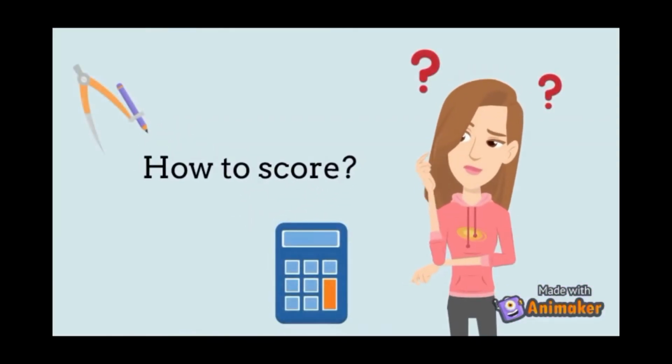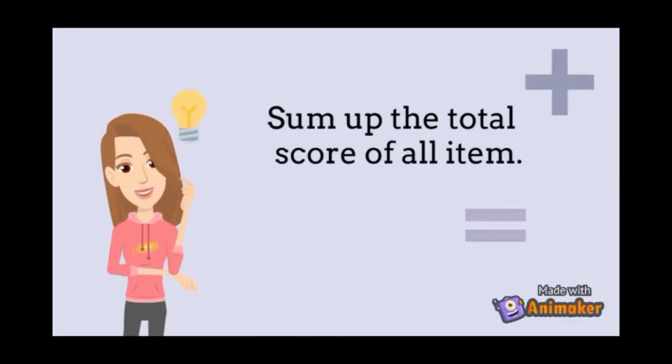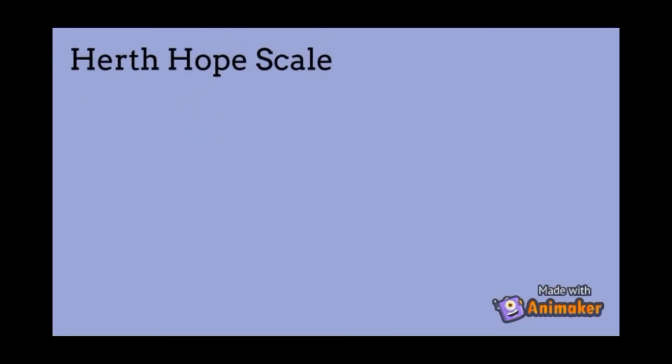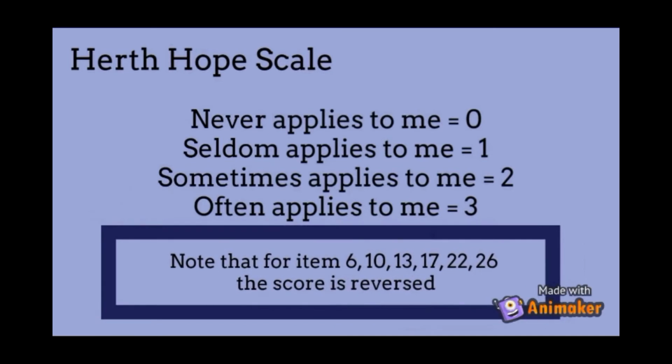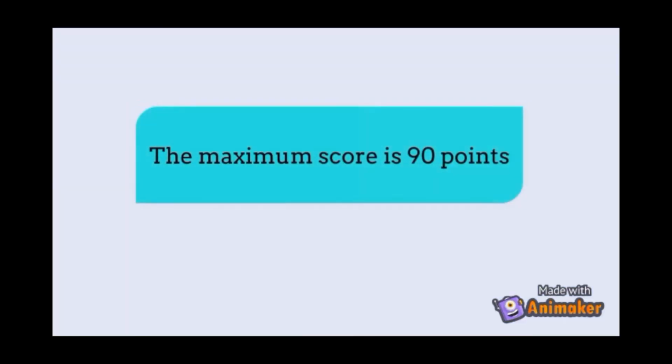How to score for both Herth Hope Scale and Herth Hope Index? It is easy, by summing up the score of all items. For Herth Hope Scale, the score is as follows. It is noted that the items listed below must be reverse scored. And the maximum score is 90 points.